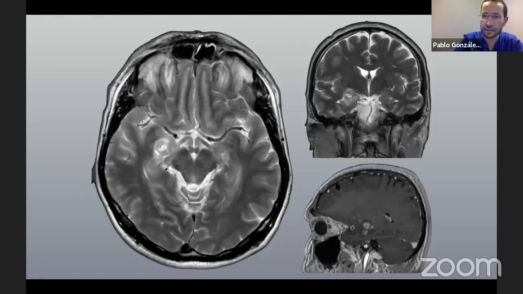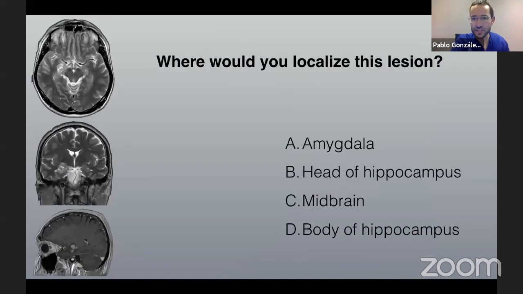I think this is the last case. So this is a curious case also, because this is a patient who was experiencing some seizures, and he's a bullfighter. This guy has no fear. He's a bullfighter, very brave, and he came with this problem. And let me ask you, where would you localize this lesion? Amygdala, head of hippocampus, midbrain, or body of hippocampus?